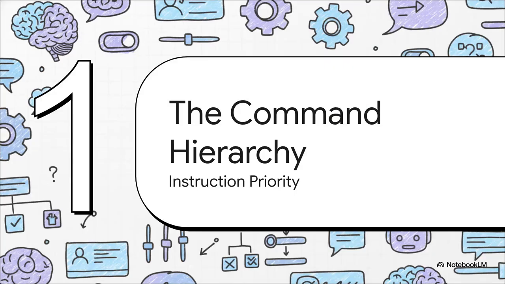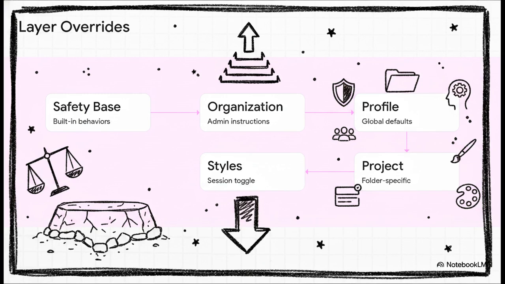Let's dive into the command hierarchy and see exactly how Claude prioritizes all these different instructions. Behind the scenes, the higher layers will always override the lower ones if there's ever a conflict. Think of it like a ladder. At the very bottom foundation, you have built-in safety behaviors, and those can never be overwritten, no matter what. Moving up, admin organization instructions will override individual global profiles. Above that, you have your folder-specific project instructions, and sitting at the very top of the ladder are your session-level response styles.